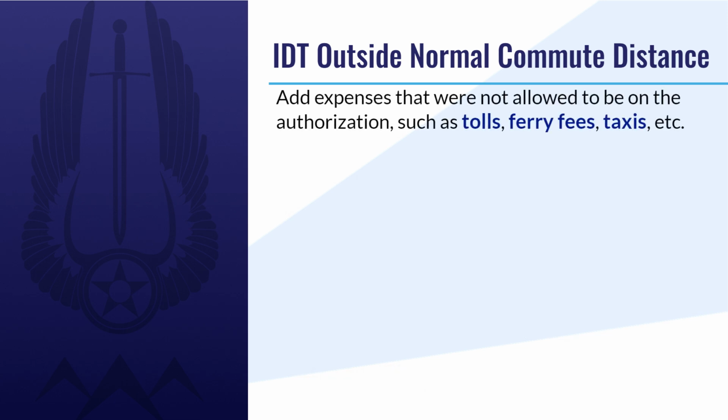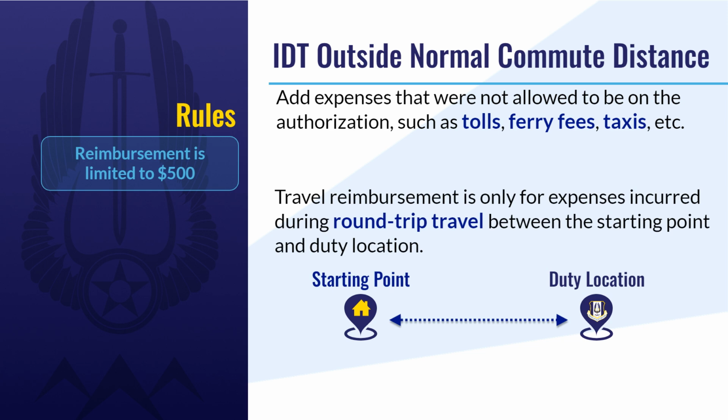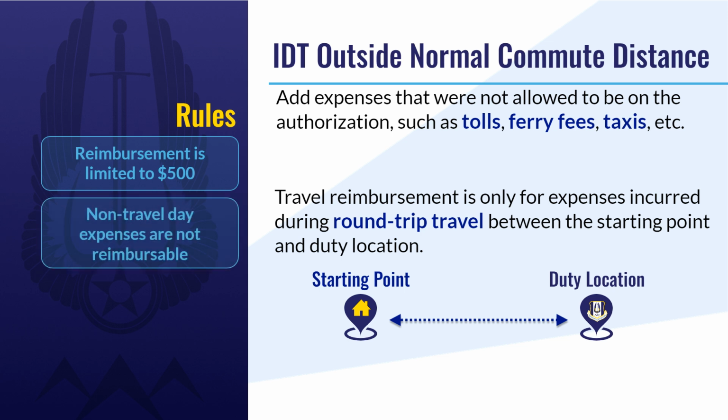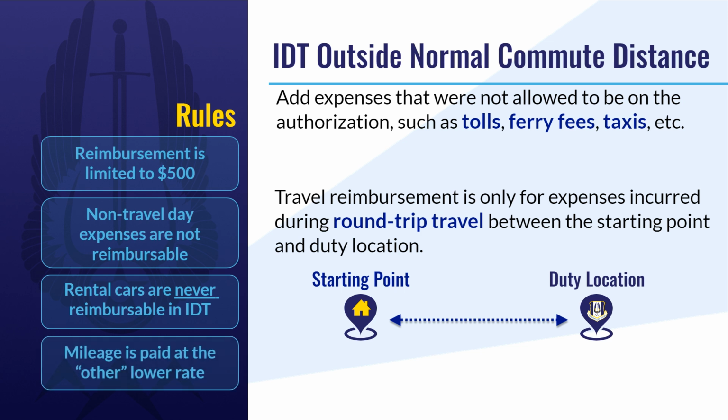At this point, you can enter other expenses that were not allowed to be on the authorization, such as tolls, ferry fees, taxis, etc. If the IDT outside normal commute distance travel type applies to you, be familiar with these rules. Reimbursement is limited to $500. Travel reimbursement is only for expenses incurred during round-trip travel between the starting point and duty location. Any expenses incurred on a non-travel day in IDT status are not reimbursable. Under no circumstances can you be reimbursed for a rental car expense while in IDT status, even if another unit is willing to pay for it. And mileage is paid at the other lower rate.